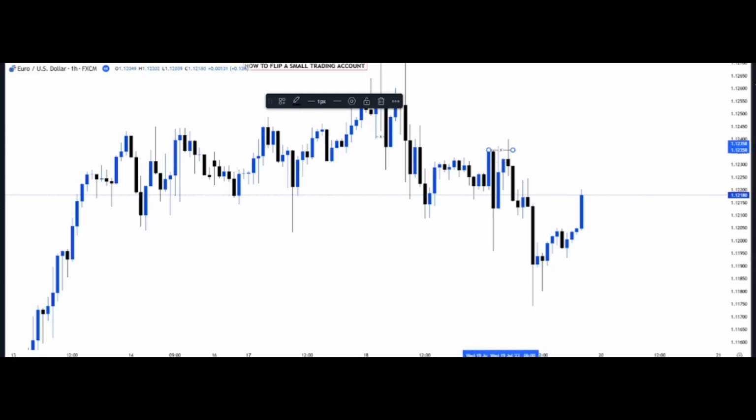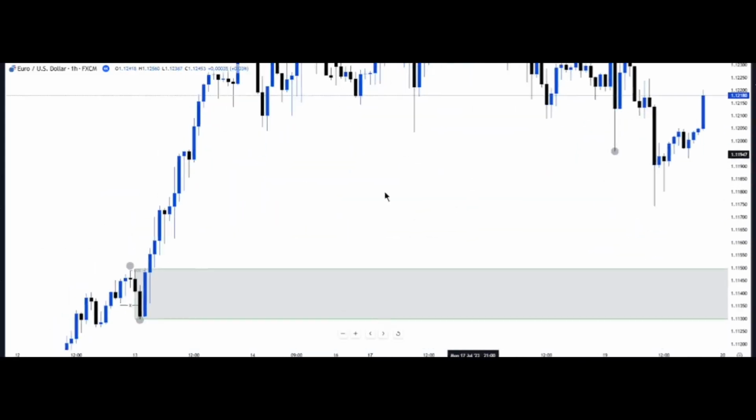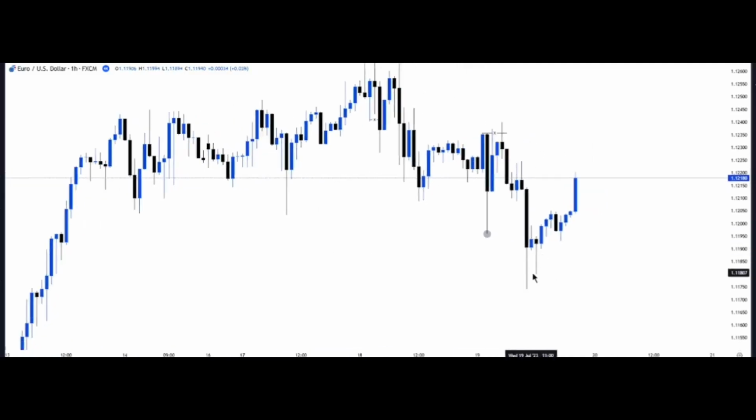Now, I want to say something here. Please remember that these are minor structures. These are internal structures. Your major structure is still here. I hope you understand. This is your major structure high, and this is your major structure low. Okay, so all of these are internal structures. I hope you understand. So it took out that inducement there to confirm this low.